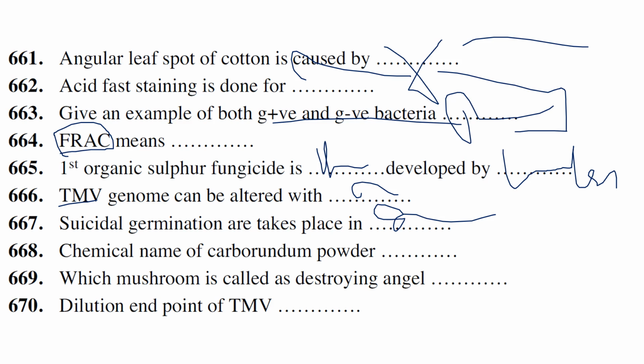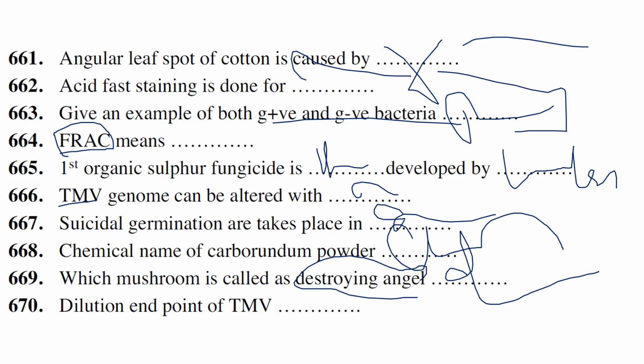Chemical name of carborundum powder: carborundum powder is also known as silicon carbide, which is used in local lesion assay. Okay, which mushroom is called the destroying angel? Amanita verna. Amanita verna is considered the destroying angel. Dilution endpoint of TMV: 10 to the power of 6. At 10 to the power of 6, the TMV lost its infective capacity.